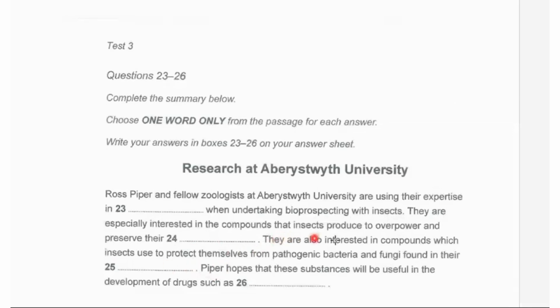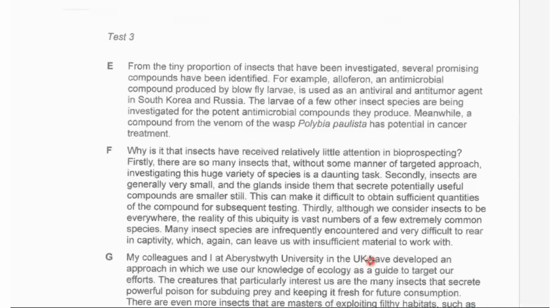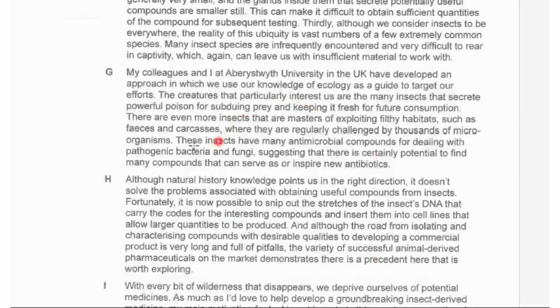25. They are also interested in compounds which insects use to protect themselves from pathogenic bacteria and fungi found in their dash. Pathogenic bacteria and fungi, those are my keywords here. Pathogen, I can see these insects have many antimicrobial compounds for dealing with pathogenic bacteria and fungi. Okay. Hold on, let's go back.